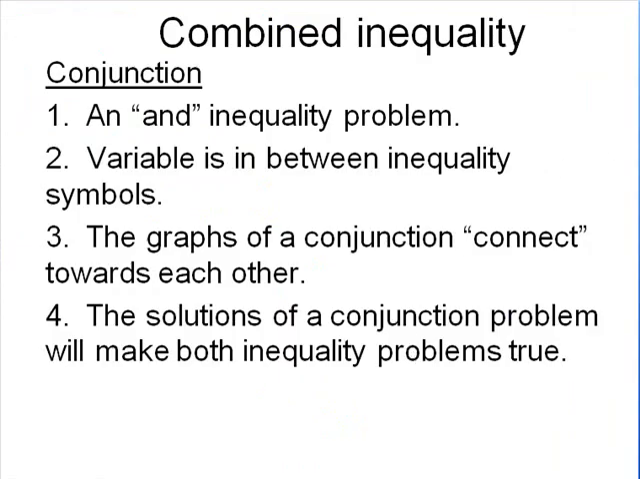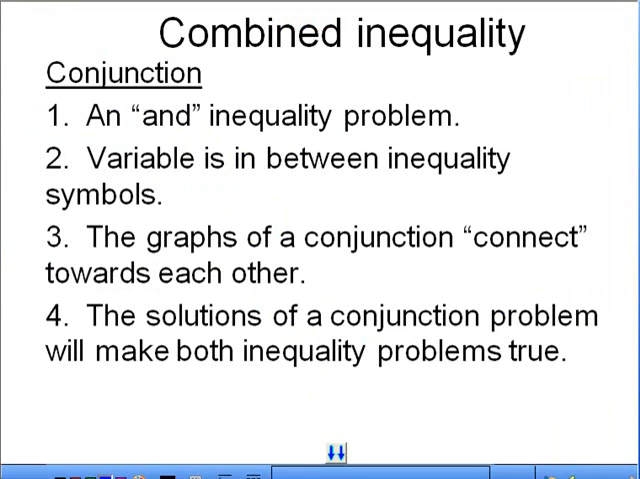Now let's talk about combined inequalities. Combined inequality problems. There's 2 types. The first one is a conjunction. These are the characteristics of a conjunction. First of all, it's an AND problem. That's very important for you to remember. A conjunction is an AND problem. 2, the variable is in between the 2 inequality symbols. The graphs of a conjunction connect. Think of the word conjunction, connect, towards each other. And the solutions of a conjunction problem will make both inequality problems true. So just keep these characteristics in mind when we do the conjunction problems.